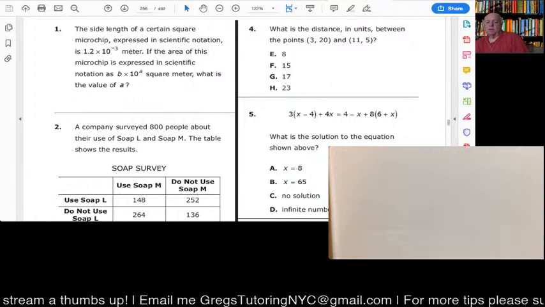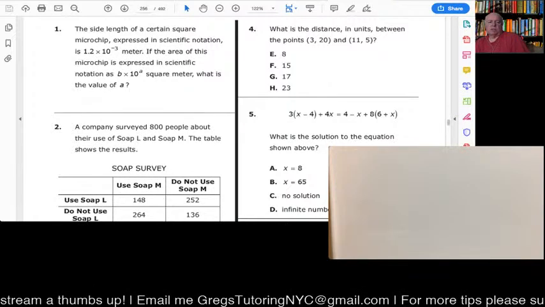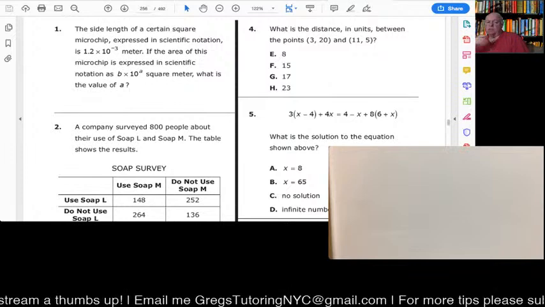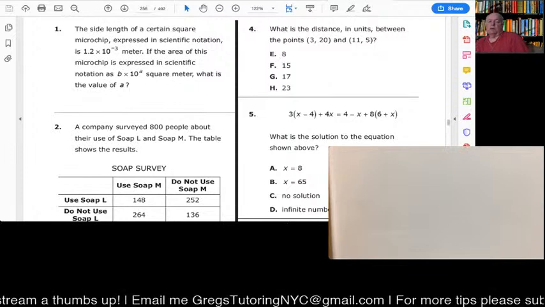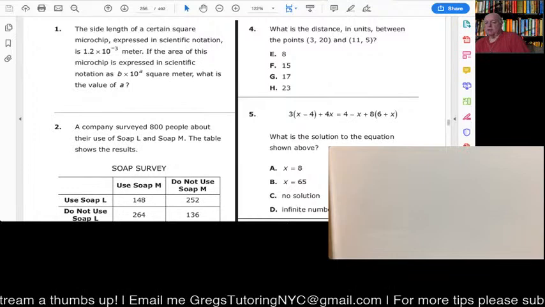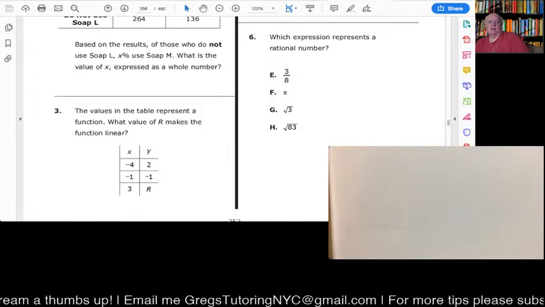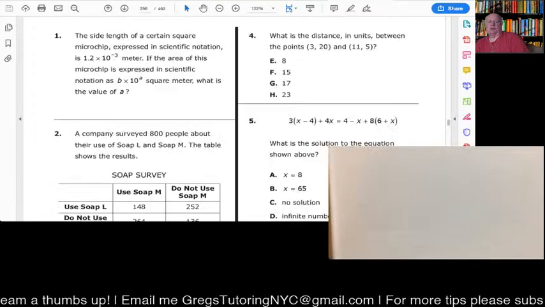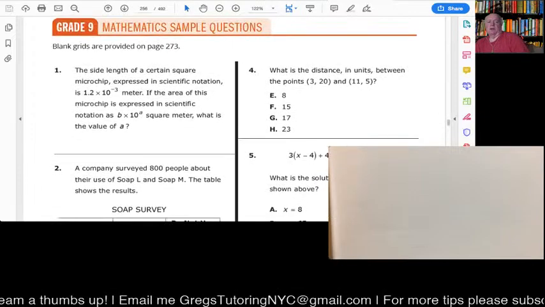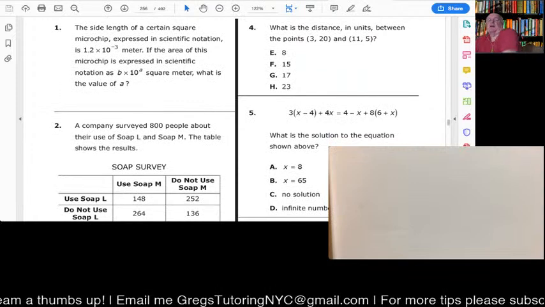This is from the most recent student handbook in 2020. I'm not sure what page I'm on. Let's see here. I'm further along in the handbook. So on page 252 is some of the grade 9 problems. So let's just jump right into this.